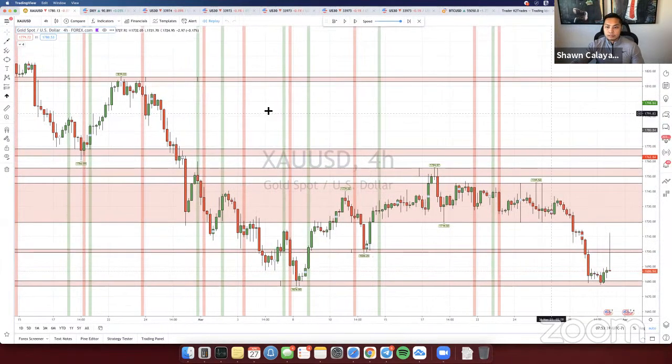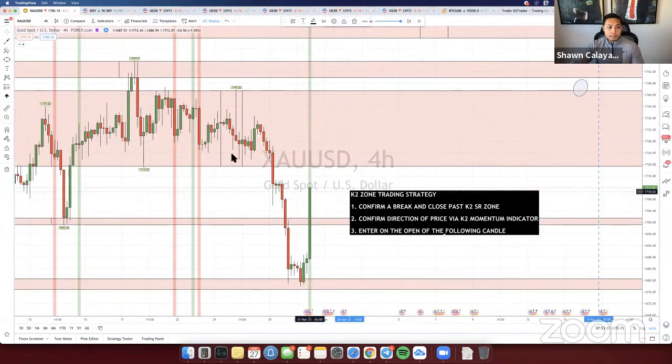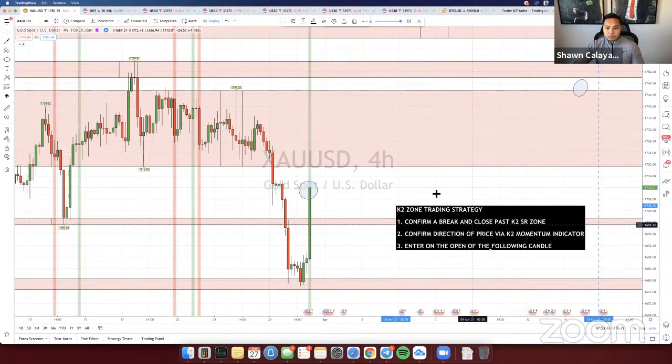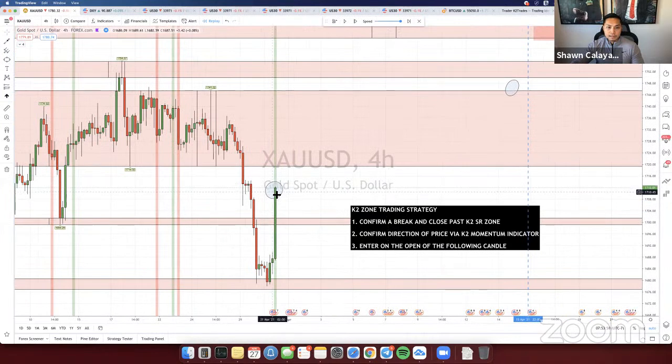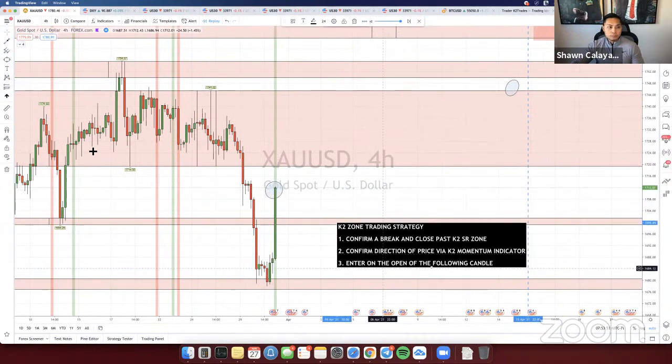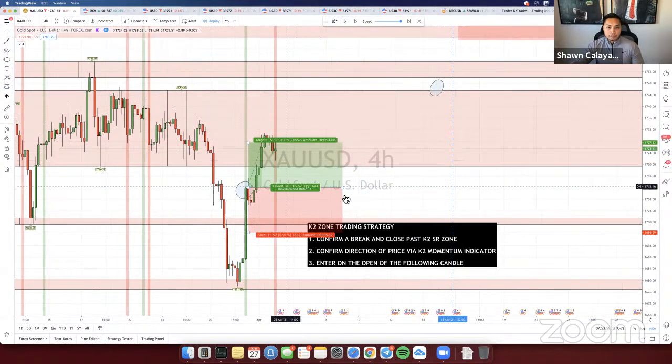Right here, we have a break and close past structure. So this is requirement number one: break and close past structure. Requirement number two, we confirm the direction of price using the K2 momentum indicator. Right here, we have a buy signal. After that, you can enter on the open of the following candle. You enter a long position right here. You let that run, full TP right there, right?